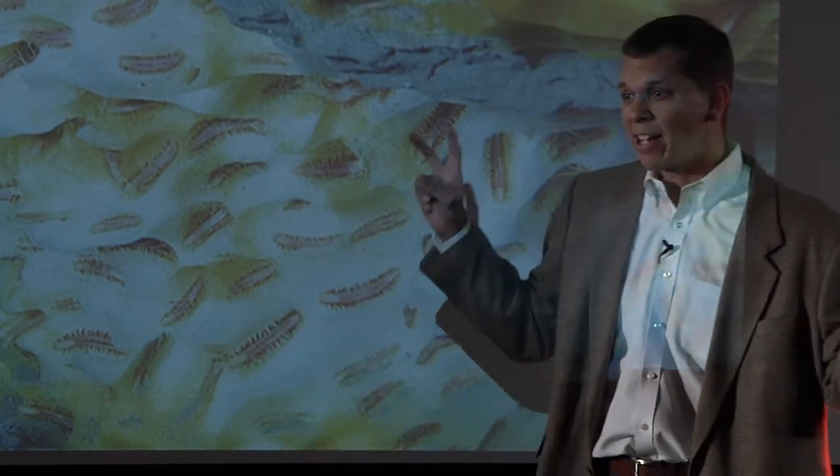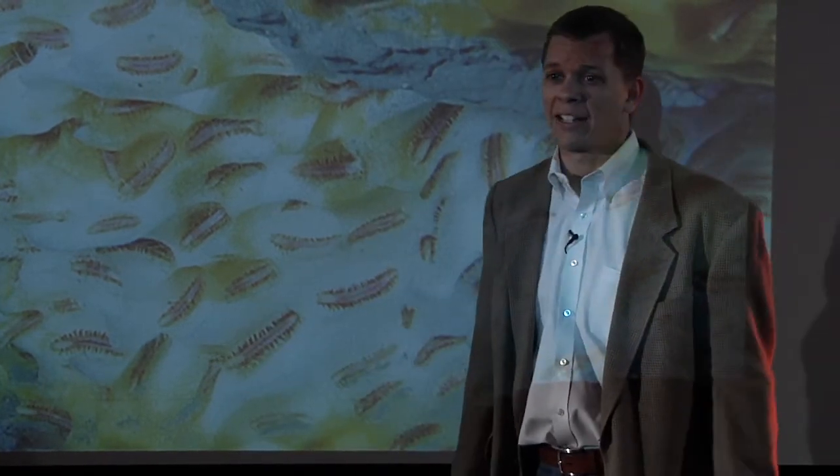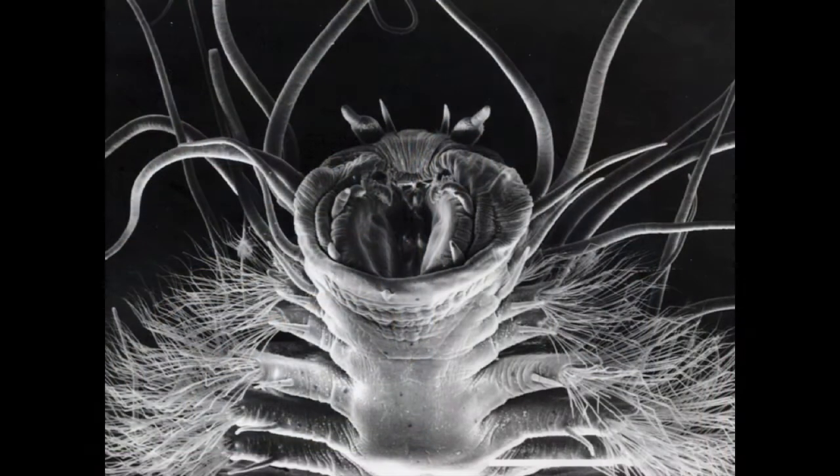It's quite likely that these things, or something like them, could be the aliens that live on a planet or a moon like Europa. In fact, if you look at them up close, they really do look like aliens. So this is a close-up of one of their heads.